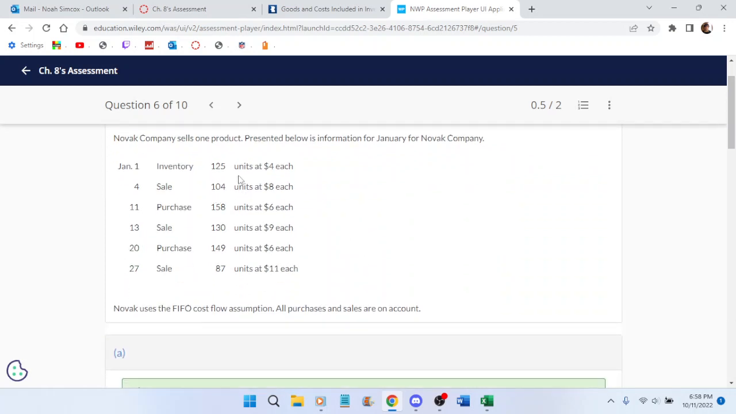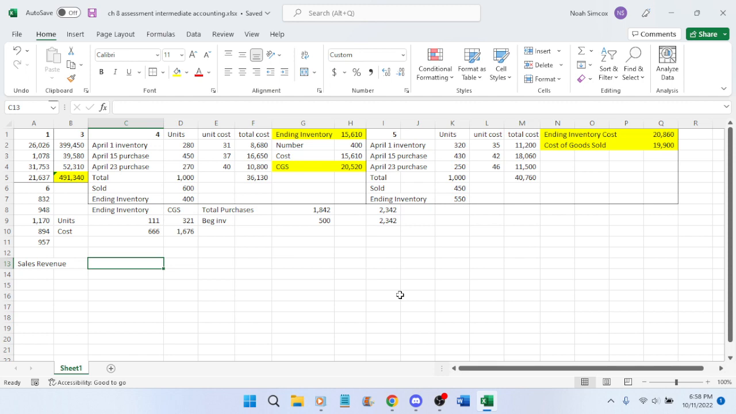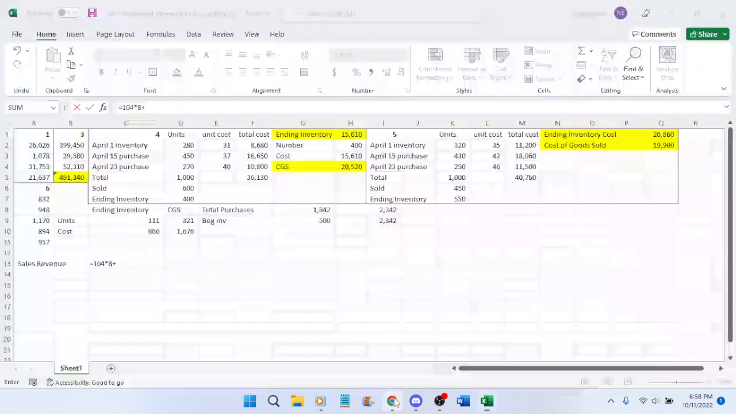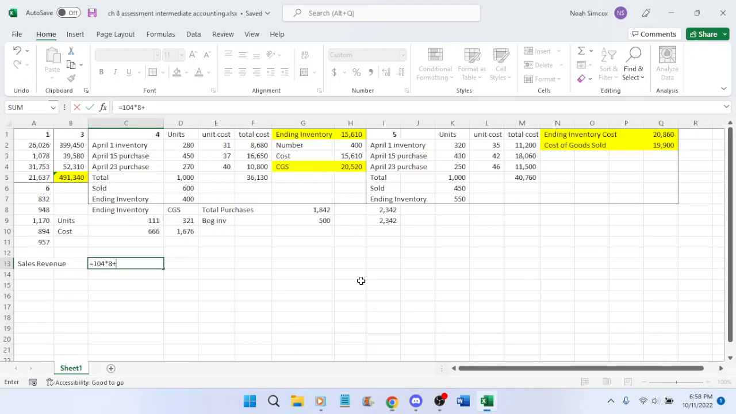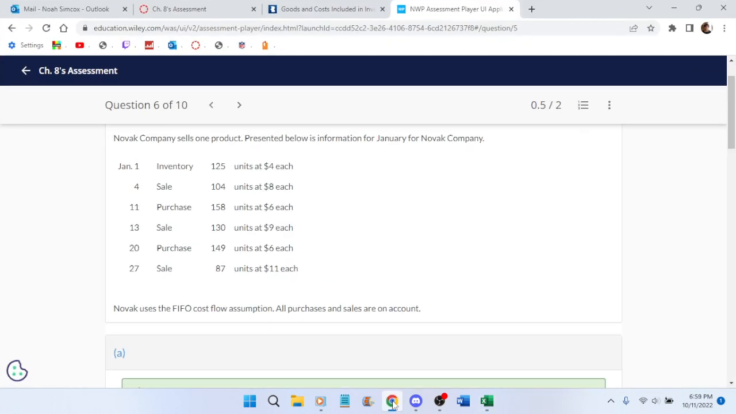Now this is where it would have been nice to type all this stuff into Excel instead of having to do the calculations individually. 104 times 8. $130 times 9. Well, 87 times 11.